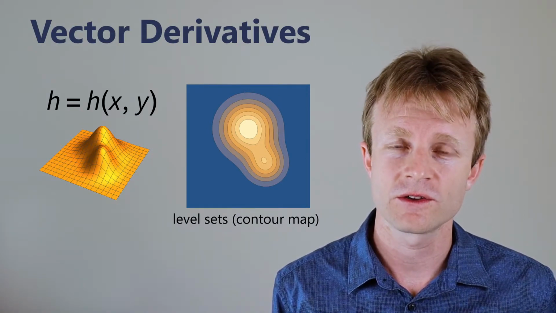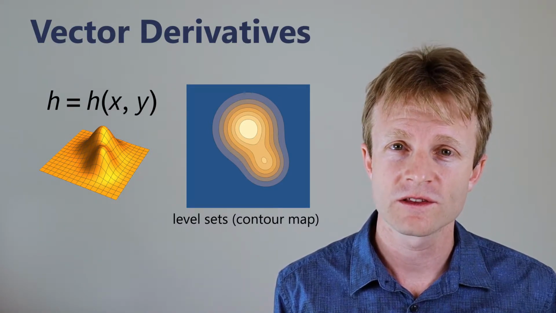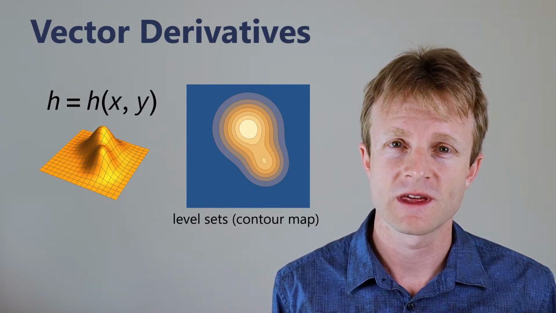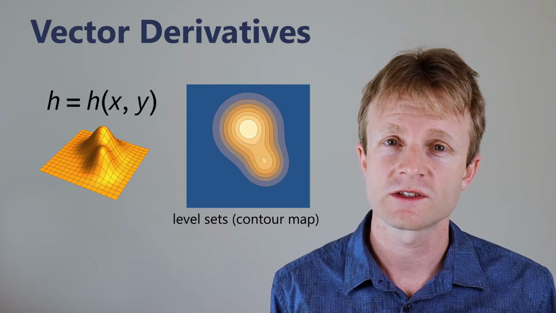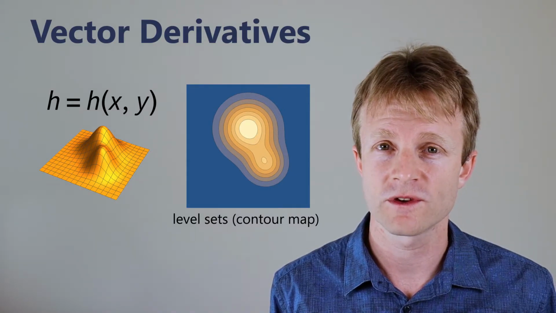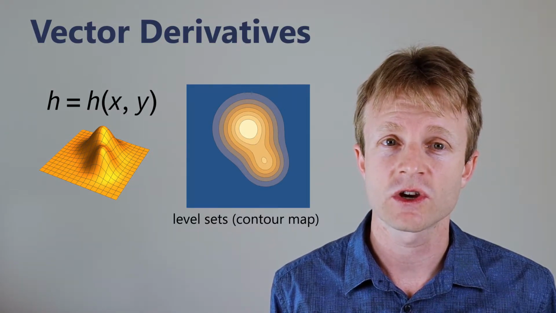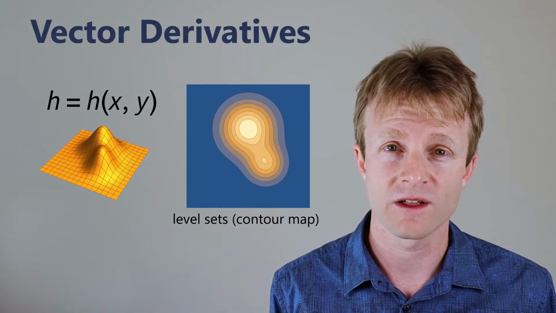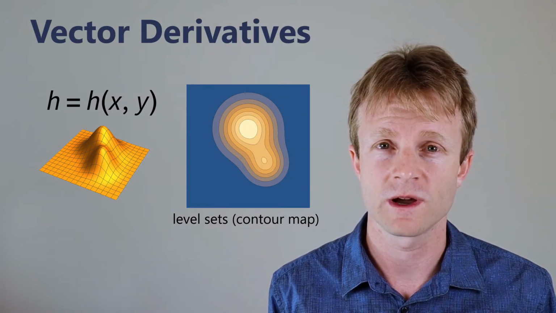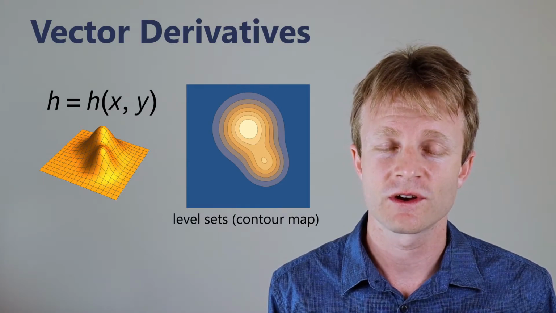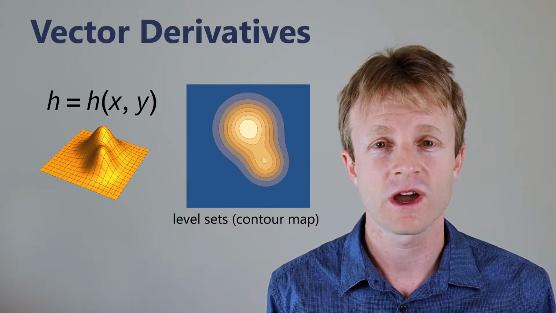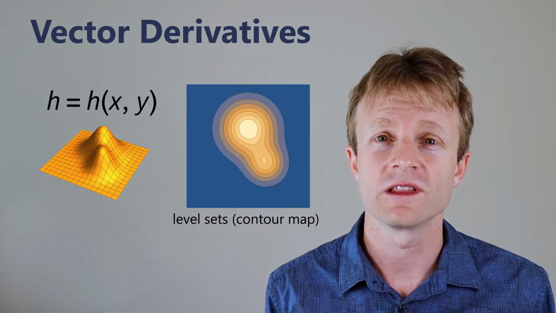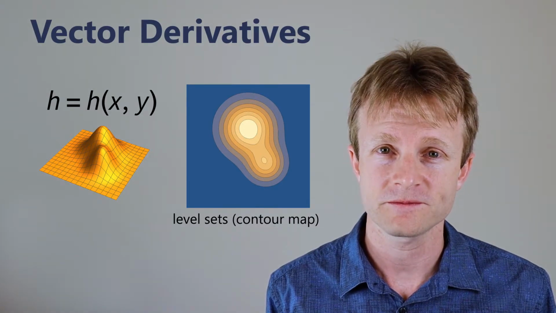If you're a hiker, you have some experience with contour maps. This is a map that shows you the elevation in a two-dimensional setting. You just take the level sets of your function h, i.e. the curves in the xy plane where the altitude is constant, h of x,y is constant, and each of those curves is a contour line, and you just draw those contour lines. So a contour map is nothing but the level sets of a function.